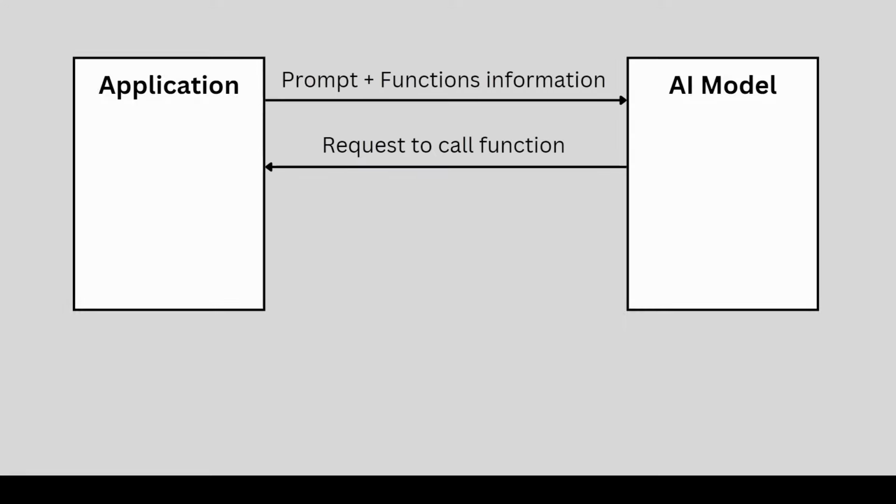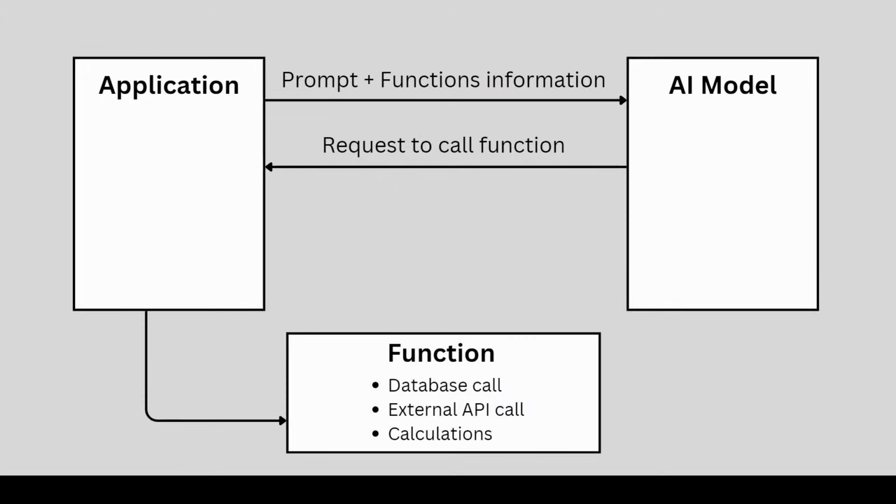Let's have a look at a simple schema. Here we have the application and the AI model. The application sends a prompt with function information, and the AI model decides based on the prompt if a function can help it with providing a valid response. If not, it will just generate and send the response back to our application. But if yes, it will first respond to us with the function name to call. Then the application calls the function, and the function can basically do anything. For example, do a database call, an external API call, or do some calculations.